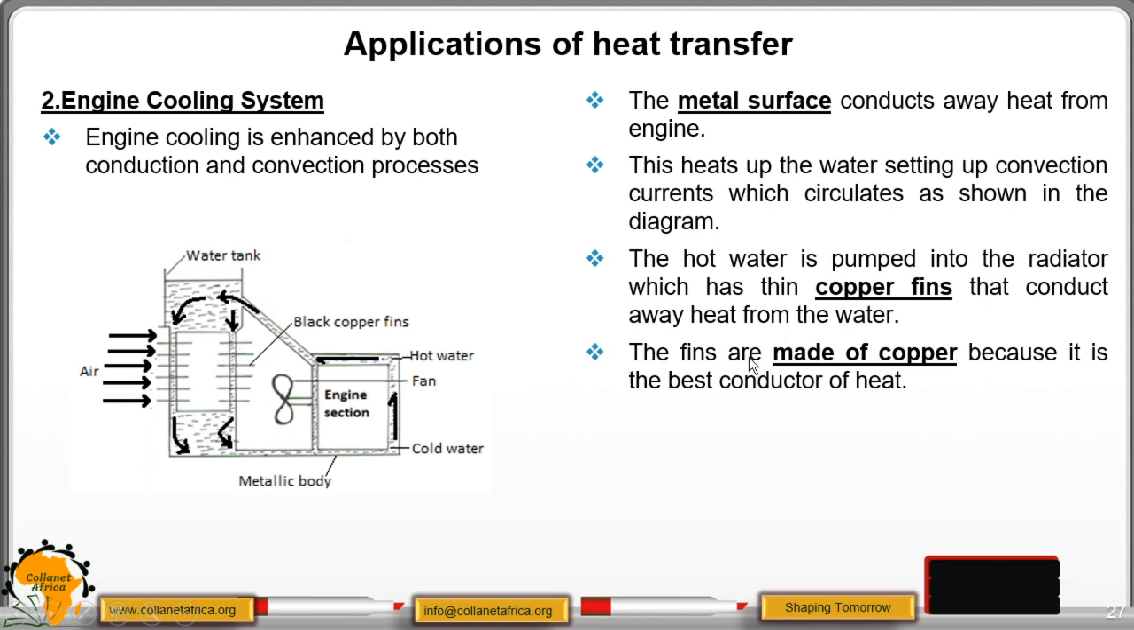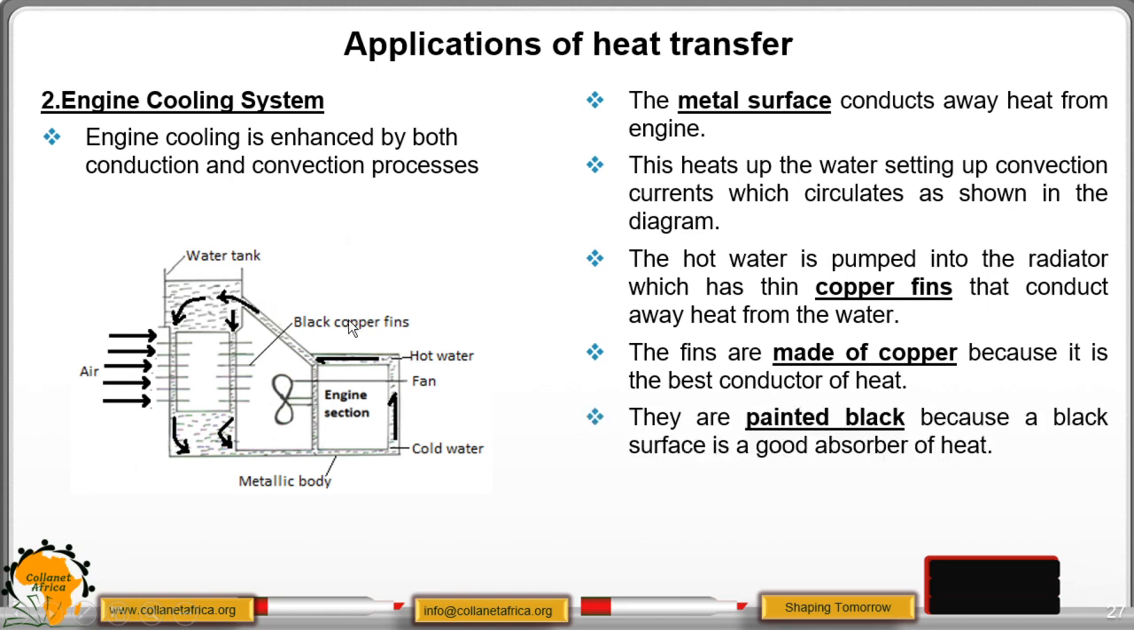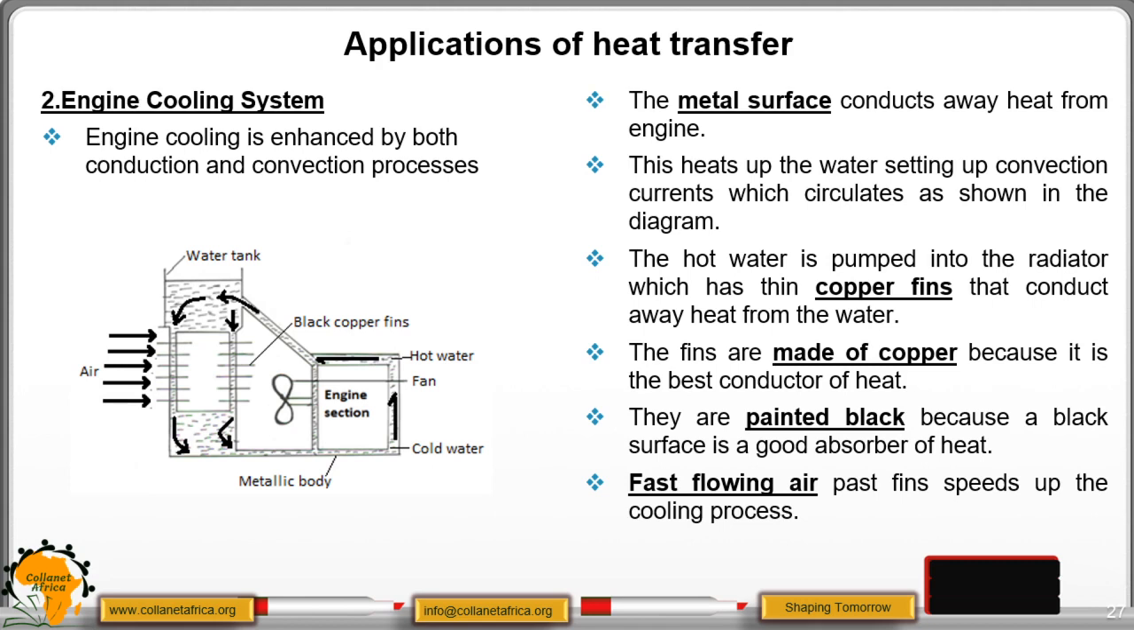We also need to note that these fins are made of copper because copper is a good conductor of heat. Then they are also painted black. Remember, black bodies are good absorbers of heat. So it will get a lot of heat from the water that is passing through those black copper fins. We also have the air. You can see the air here, and the fan. So this will enhance cooling. The fast flowing air past the fins speeds up the cooling process. So that way, we are able to cool the engine.